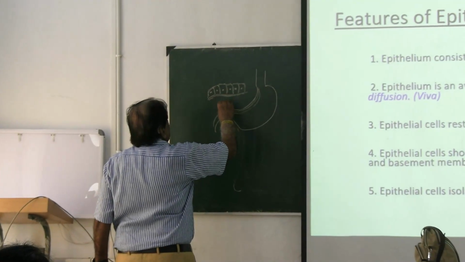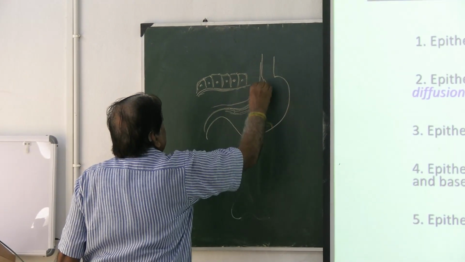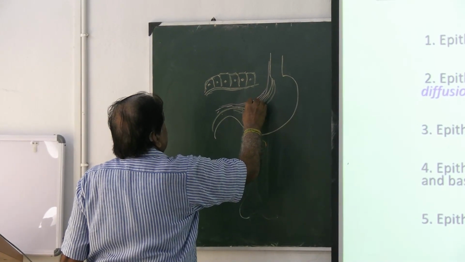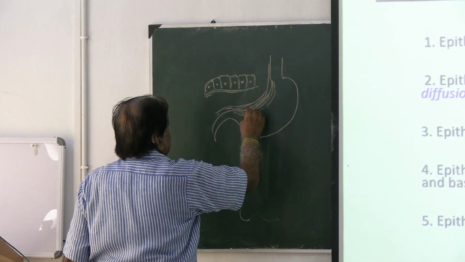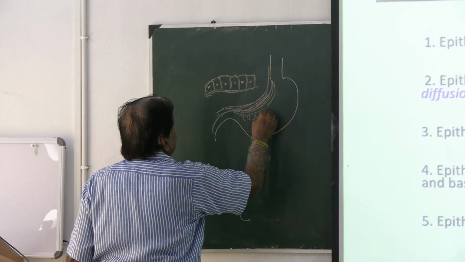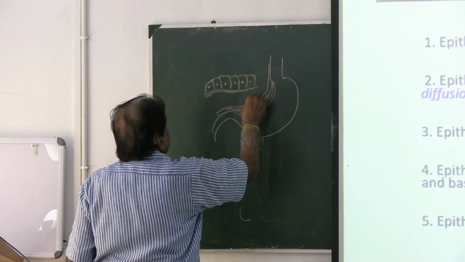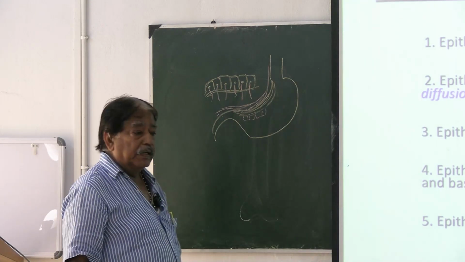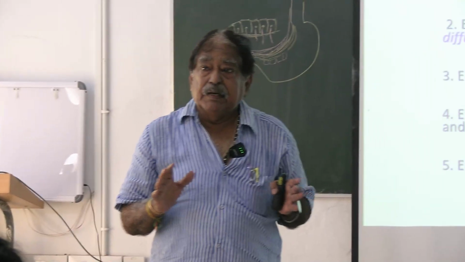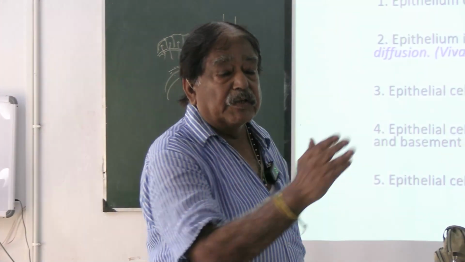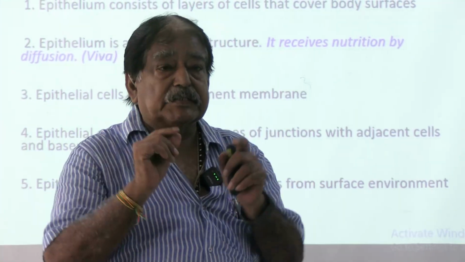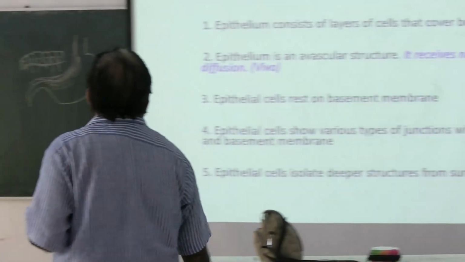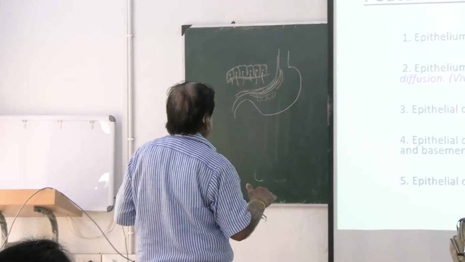Now, see, this is the artery, the gastric artery. Whatever component this supplies, this is the epithelium, this layer. So it does not supply like this. See how nature is. Millions of cells are there. Millions of arteries and capillaries don't supply them, but nutrition comes by diffusion. Epithelial cells rest on the basement membrane.